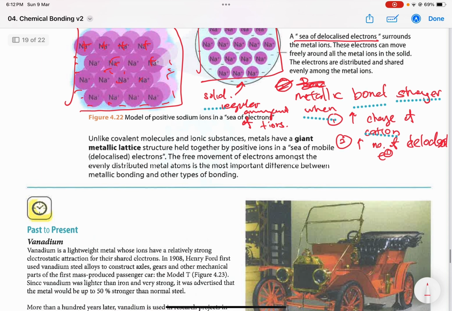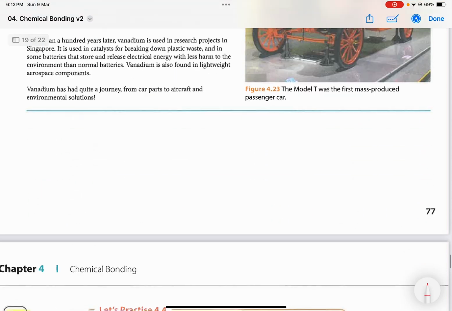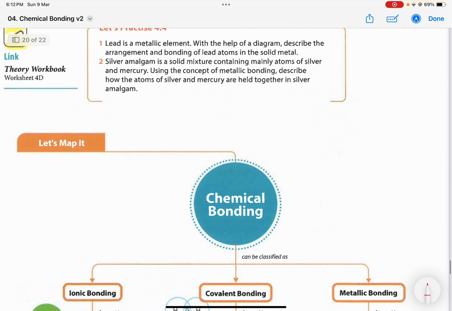Do note they mentioned something here. The free movement of electrons amongst the evenly distributed atoms is the most important difference between metallic and other types of bonding. These delocalized electrons actually give the metals quite a bit of their properties. So delocalized electrons are quite a key feature of your metals. What does it help with? It helps with conducting electricity, high melting and boiling points and so on. All this will be covered more in chapter 5 as well. So as such, we are done with the bonding part already.